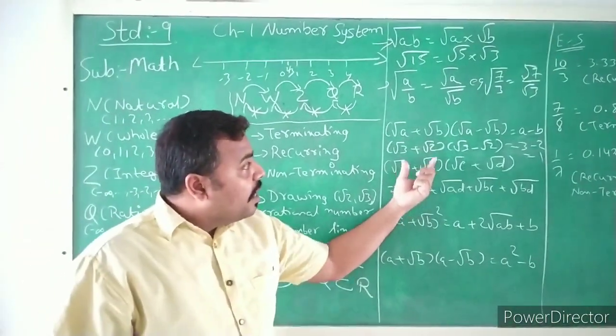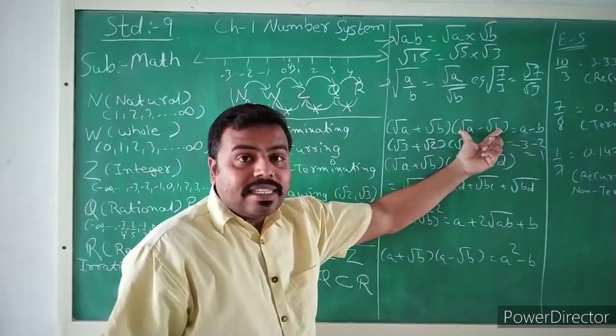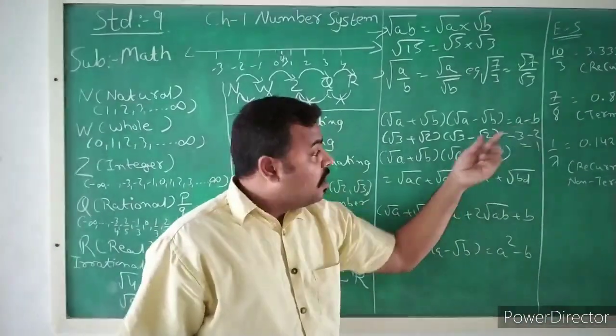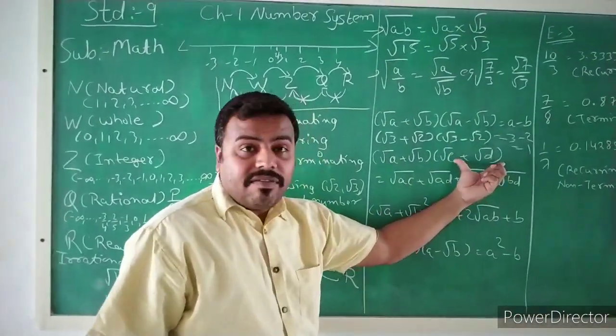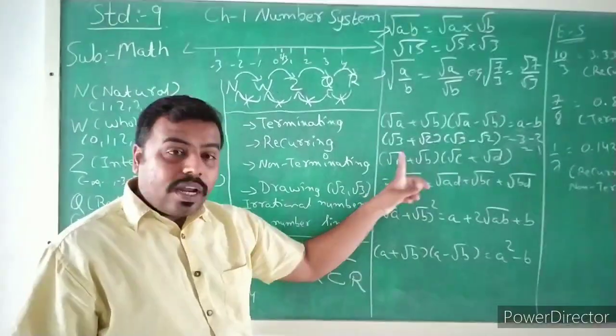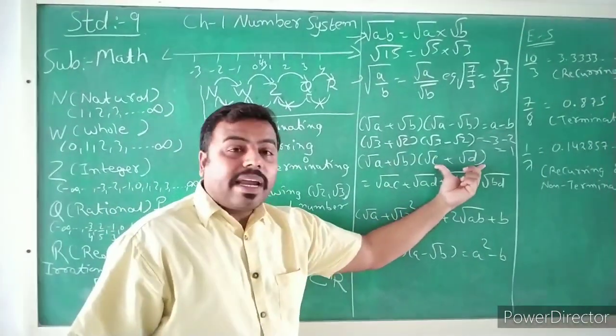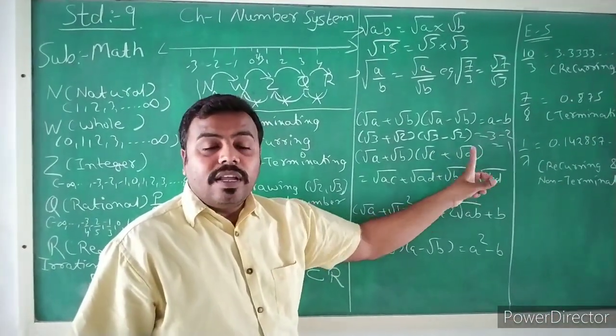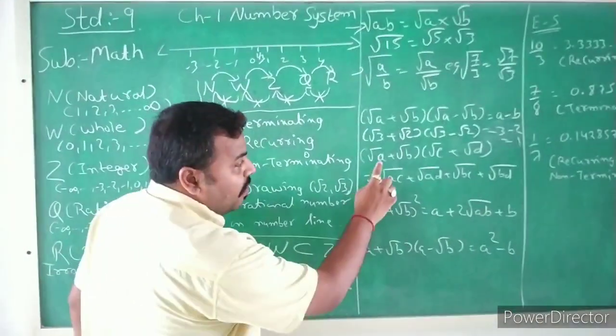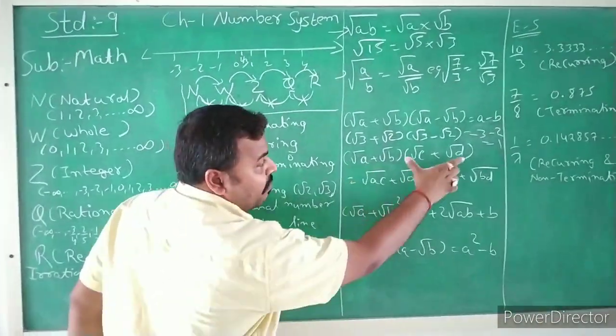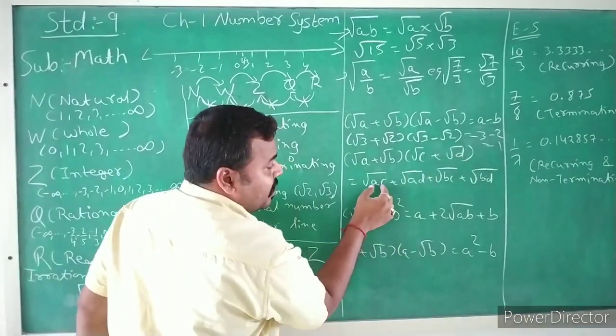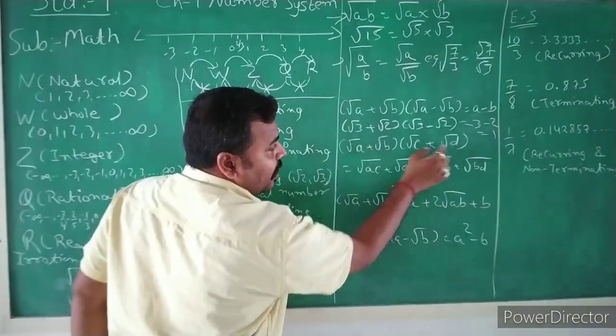Next is, if both these numbers were the same, then you will get such an answer. But what if such numbers are different? That is, in the first bracket it is root a plus root b. In the second bracket it is root c plus root d. Remember one thing. We will take this first number and multiply with these two. That is root ac plus root ab.